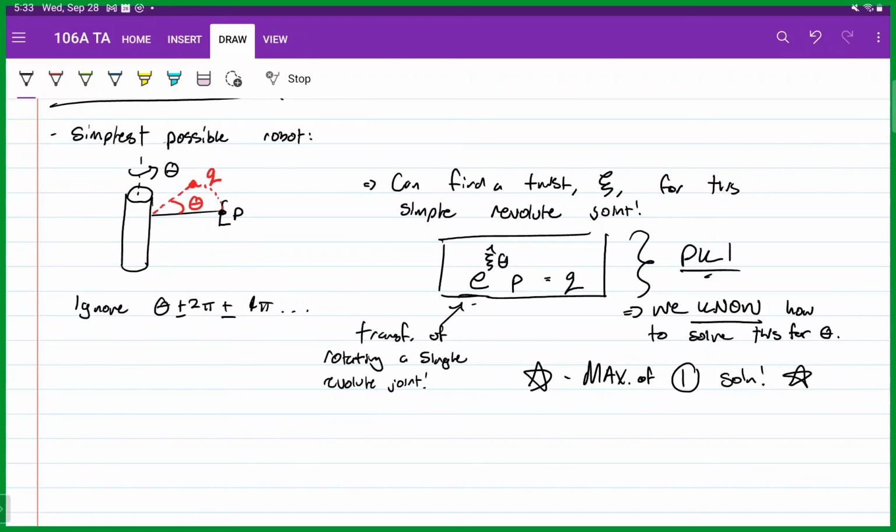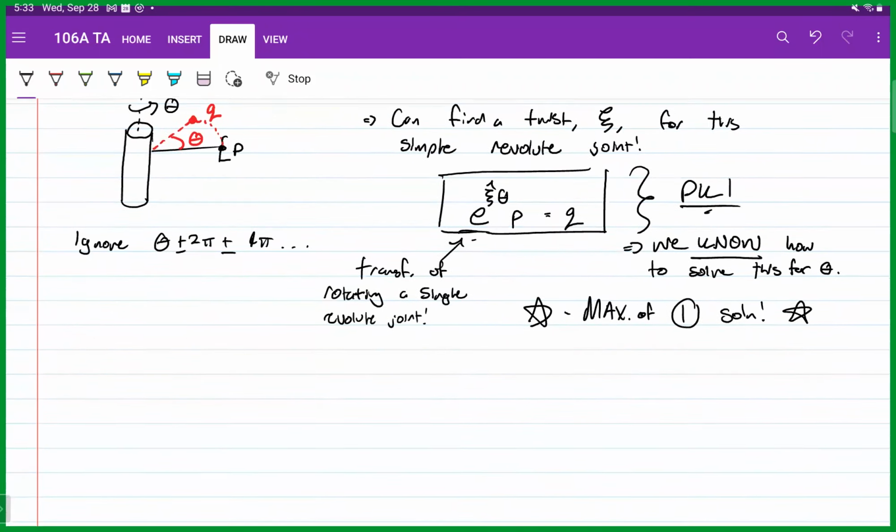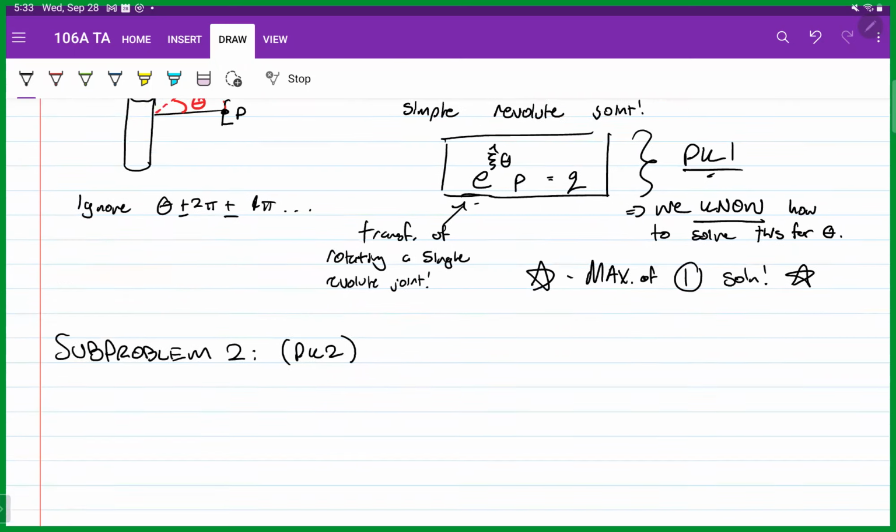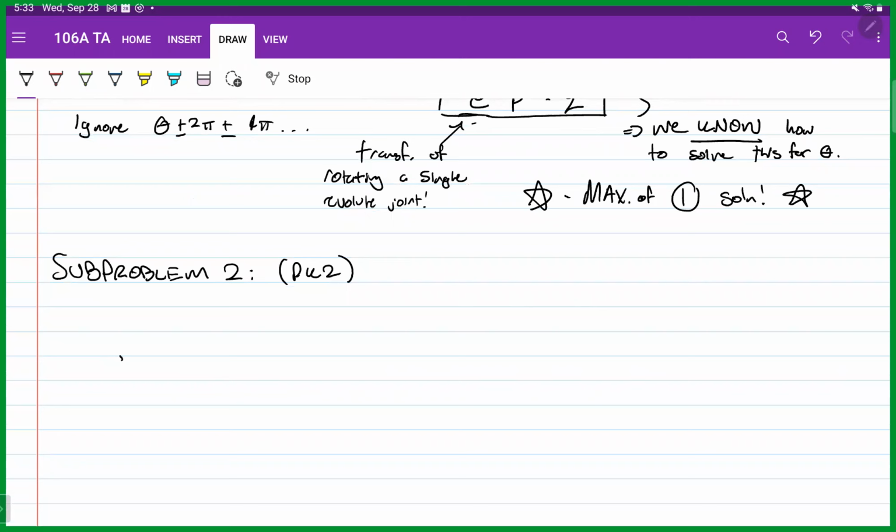But a lot of the times we have something that is a little bit more complicated, and that is called subproblem 2, or PK2. All right. So what we're going to have now is another thing that you guys have probably seen quite a bit of. This is another pretty common scenario for us. We have one joint up there, a second joint down here, and maybe our arm coming off attached to that joint.